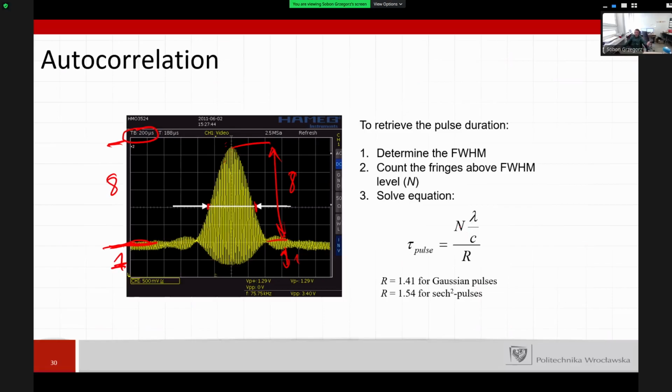by knowing the wavelength of our laser and by knowing the velocity of light, and applying some constant factor for whether it's a Gaussian or hyperbolic secant pulse, we can calculate the pulse duration. So this pulse here will correspond to approximately 100 femtoseconds, I guess, but I would need to calculate that. There are tens or hundreds of these maxima, so we just count them and we can retrieve the pulse duration from this measurement.